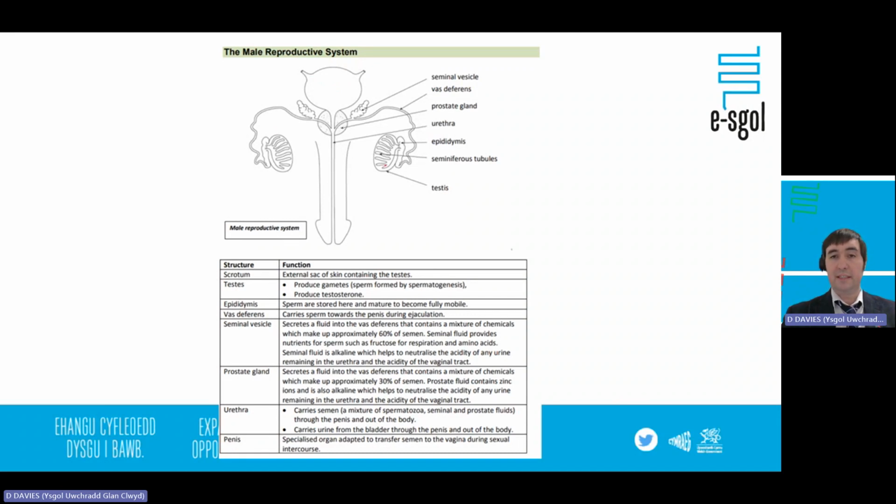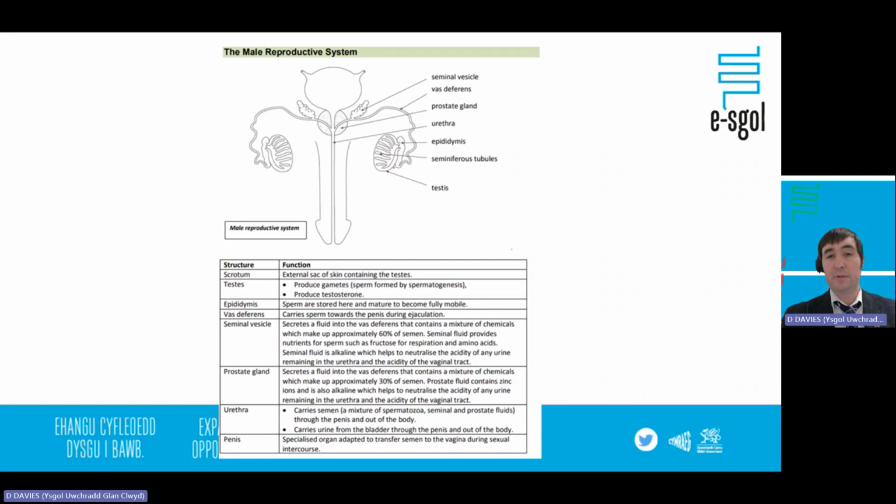Two testes. So they are the testicles, where sperm are produced. Then you have a structure on the back of that called an epididymis. And then there are folds inside the testes called seminiferous tubules. So it's to do with semen. That's where semen production occurs.